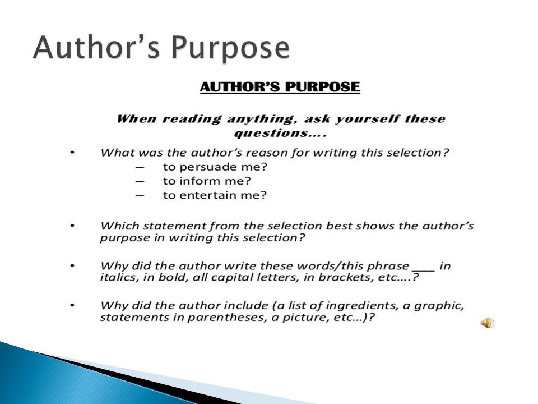When reading anything, ask yourself these questions. What was the author's reason for writing this selection? Is it to persuade me, to inform me, or to entertain me? Which statement from the selection best shows the author's purpose in writing this selection? Why did the author write these words or phrases in italics, in bold, all capital letters, or in brackets? And lastly, why did the author include a list of ingredients, graphic statements in parentheses, pictures, and other related matters?